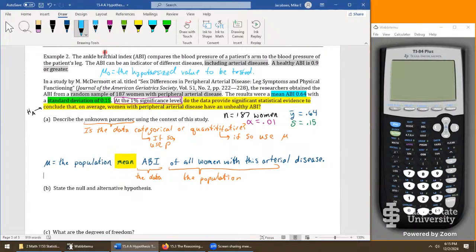Anyone see what mu naught is equal to? It wouldn't be y bar in this one. It's got to be something else given in the problem. Absolutely, good call on that. So 0.9 right here was the hypothesized value. Good call, Tiff. And if you didn't see it, here's a way to think through it.